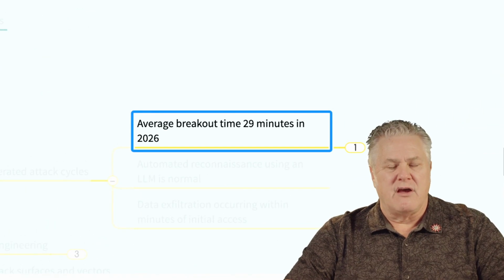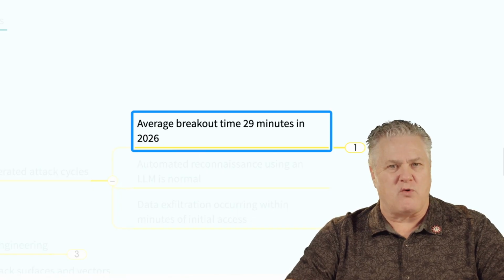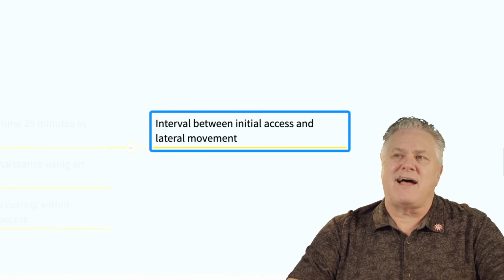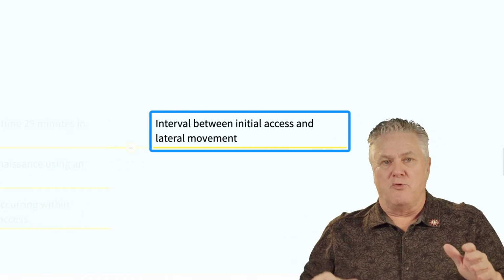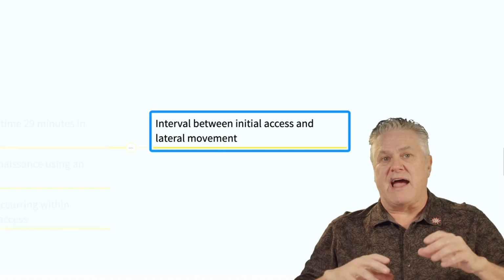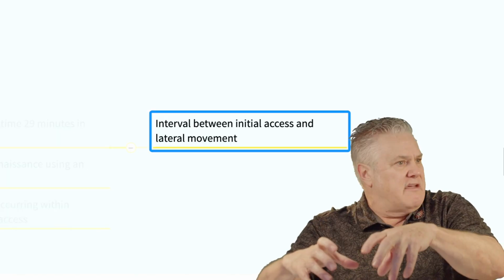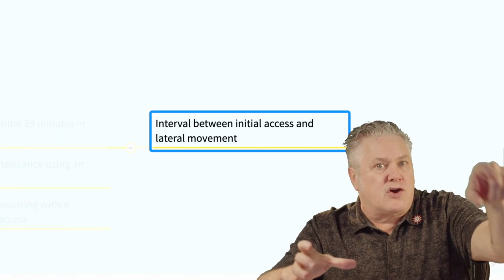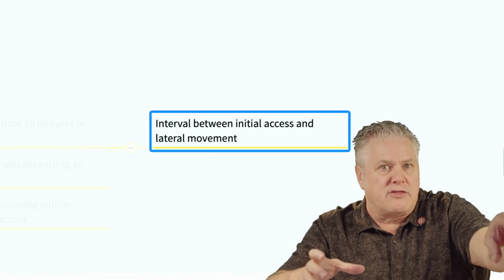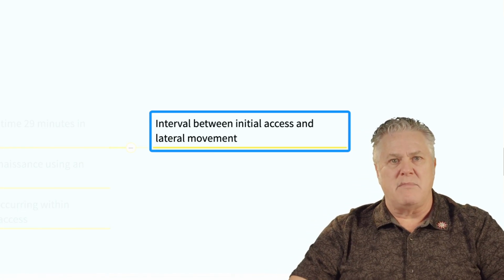To start off with, we have an average breakout time of 29 minutes as of 2026. And a breakout time is the interval between the initial access and the lateral movement. That means that an evil attacker gets into your network and sits on a computer. They find another resource inside of there, and it's called pivoting, and they go to that other resource and they capture that other resource. From here to there is 29 minutes.